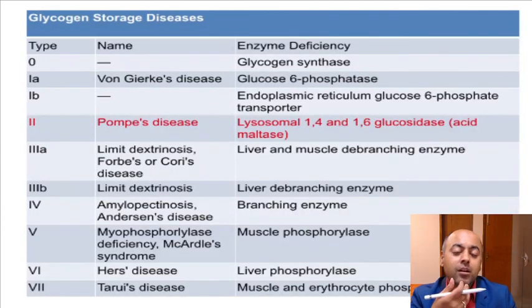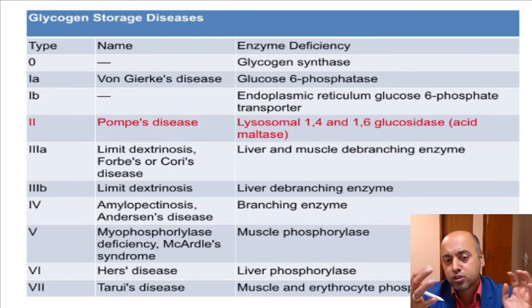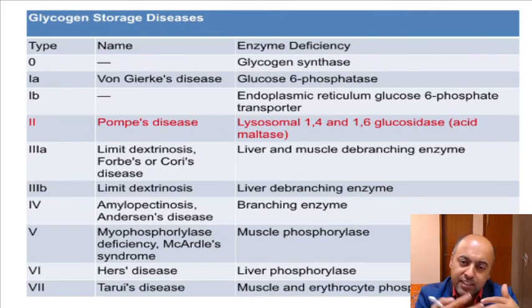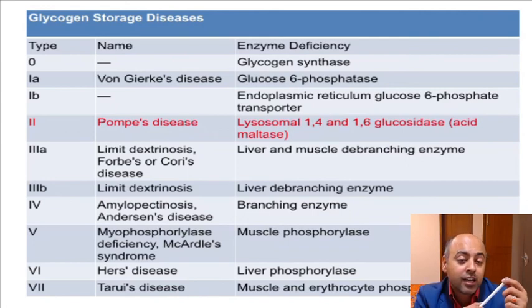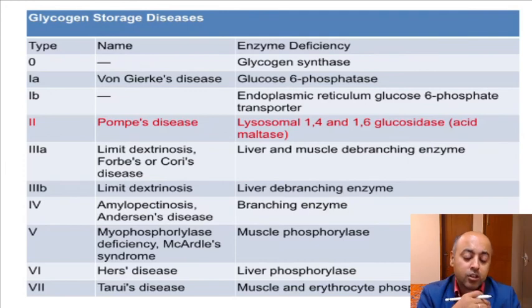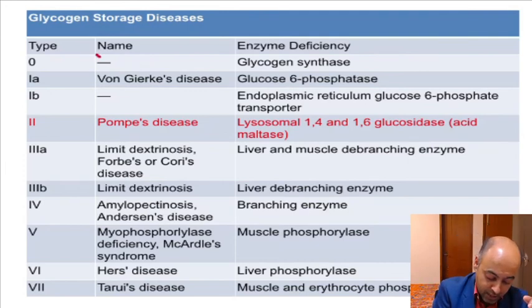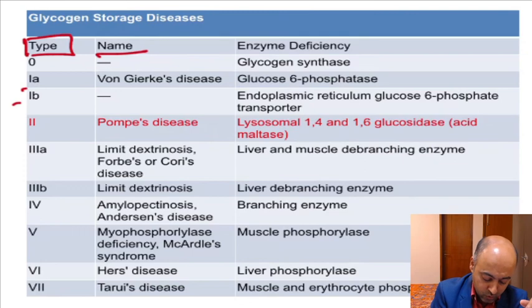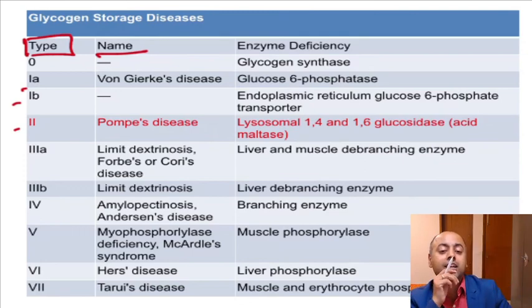Glycogen metabolism is a story of storage and utilization. In the fed state we make the glycogen, and in the fasting state we reutilize the glycogen, or when we are under stress, when we do a lot of exercise or physical activity, that energy can come from the stored glycogen. Sometimes the synthesis and breakdown may be defective, giving rise to the condition known as glycogen storage disorder. You can see the name is there, and now the types: 1, 2, 3, 4, 5, like that.